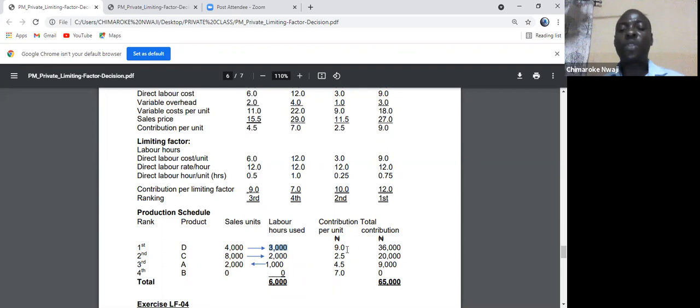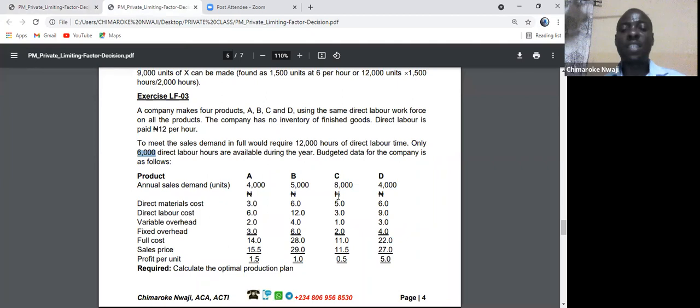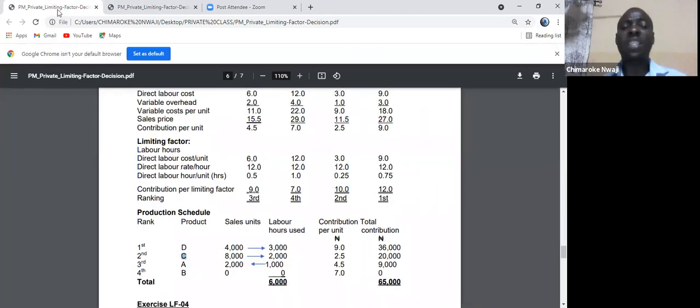And what is the contribution for D? D earns 9 naira per unit. So multiply this 9 by 4,000. You have your 36,000 as contribution. Enough for D. We go to the second one, which is C. Can we fully satisfy C? How many does C need? C needs 8,000 units. Can we satisfy it with the remaining 3,000 hours available?